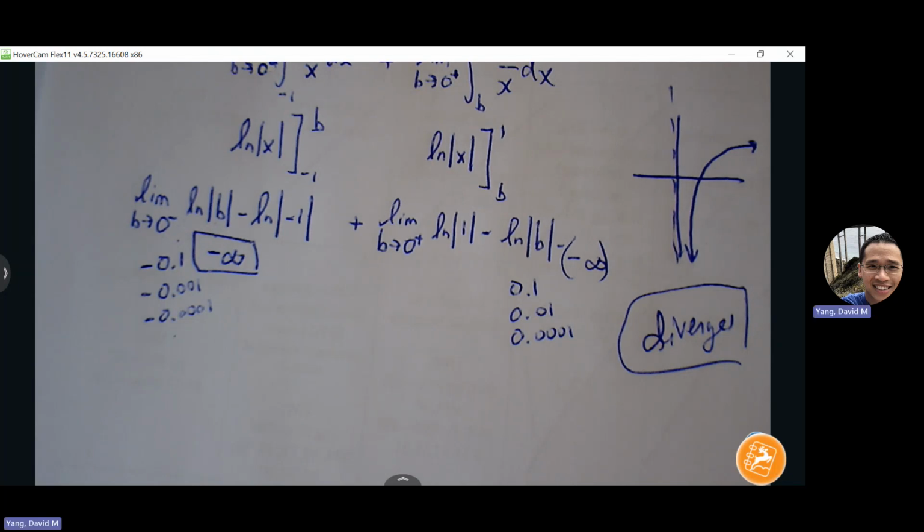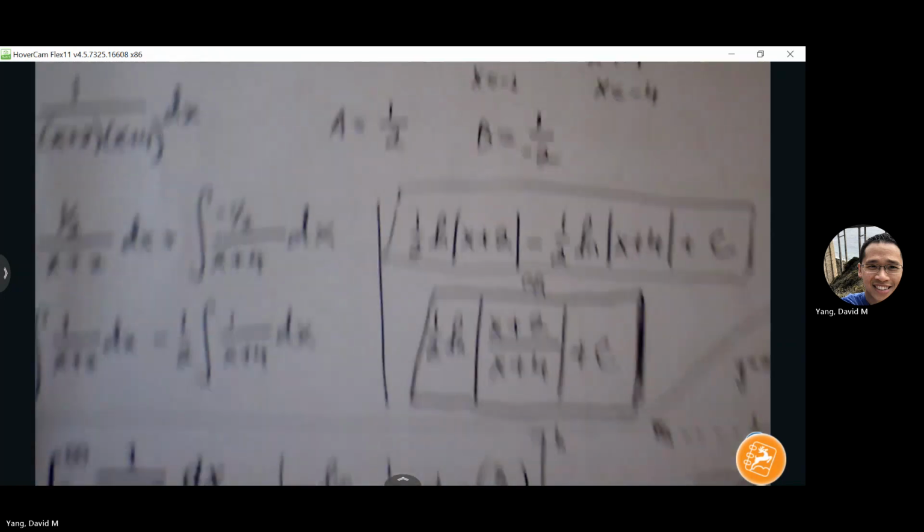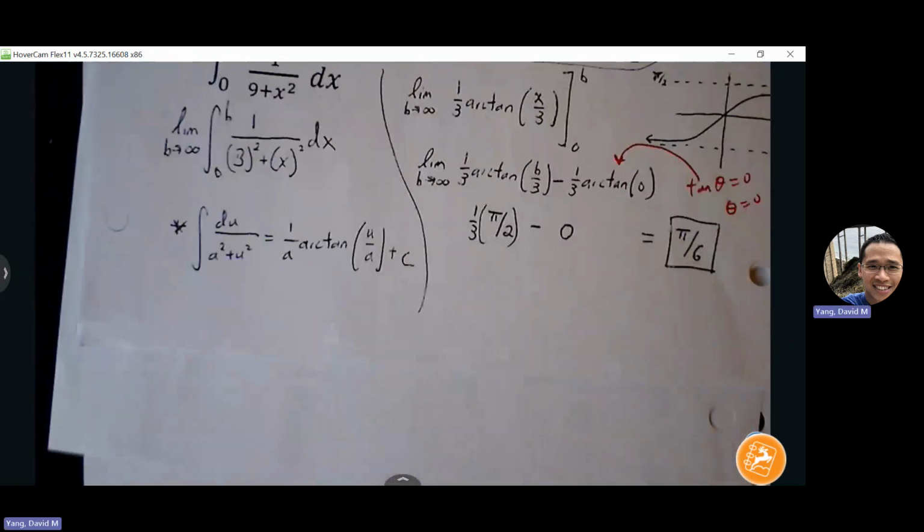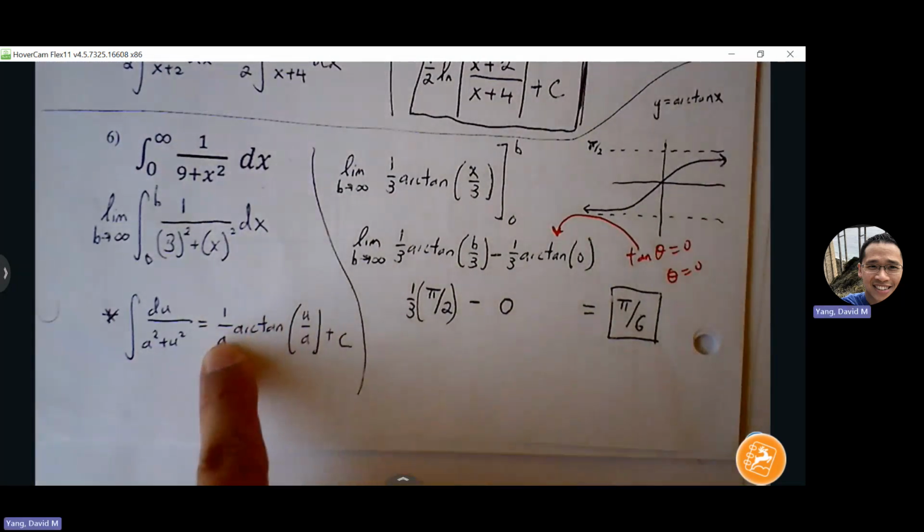Same thing for number 6 onward. So you don't get a real number, so you look at the graph. Let's see. Number 6 on worksheet 1, this one here.